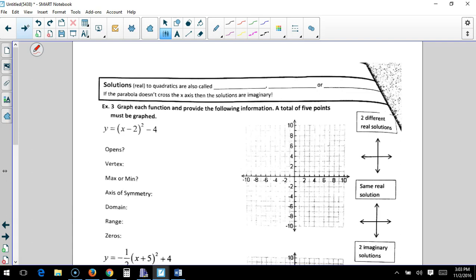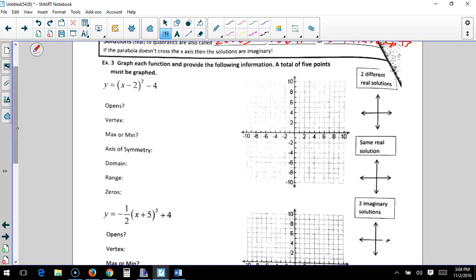Okay, so solutions to quadratics are also called, we talked about this before, zeros, roots, or x-intercepts. If the parabola doesn't cross the x-axis, it's imaginary.